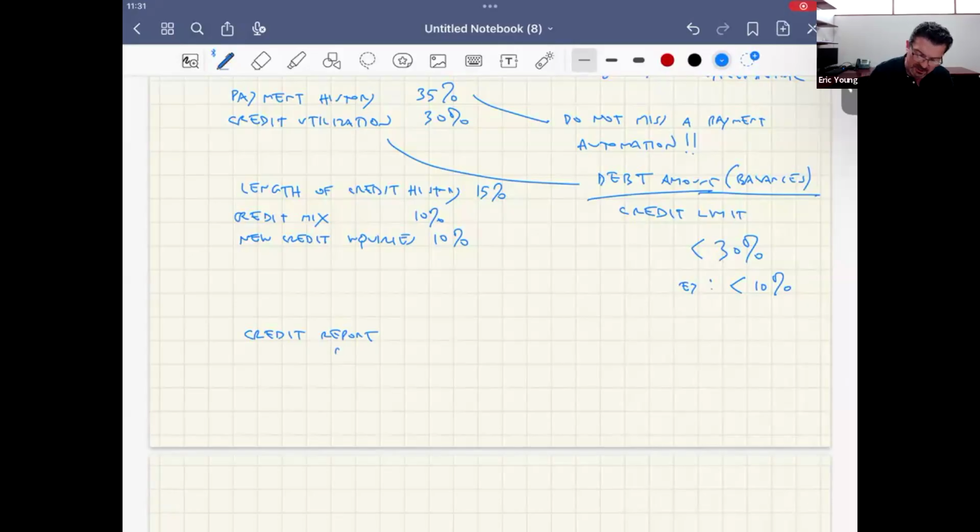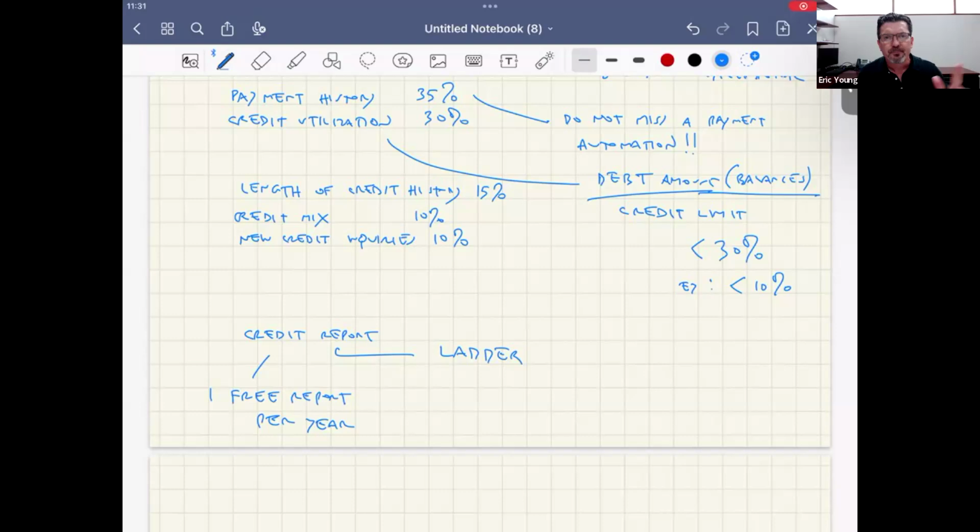Now, let me share with you another little idea. Let's talk about the ladder. You could hypothetically request all your credit scores. Oh, I should say, you're allowed to get 1 free report per year per company. Remember, there's 3 companies. You're allowed to get 1 free report from each of them per year. You could go at one time and get them all. But let me share with you the ladder.